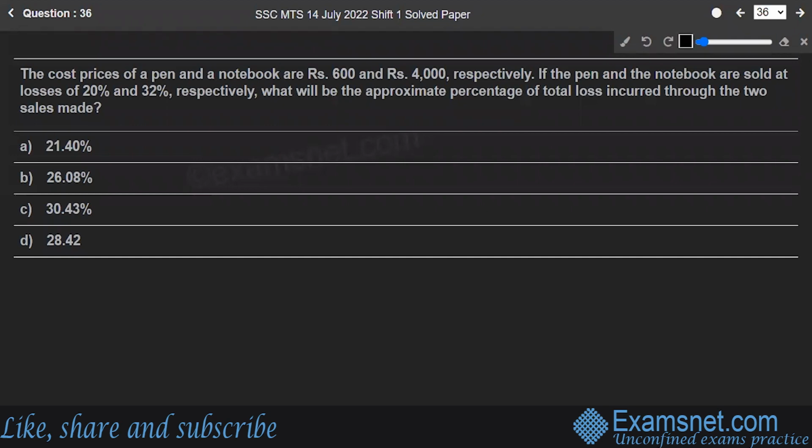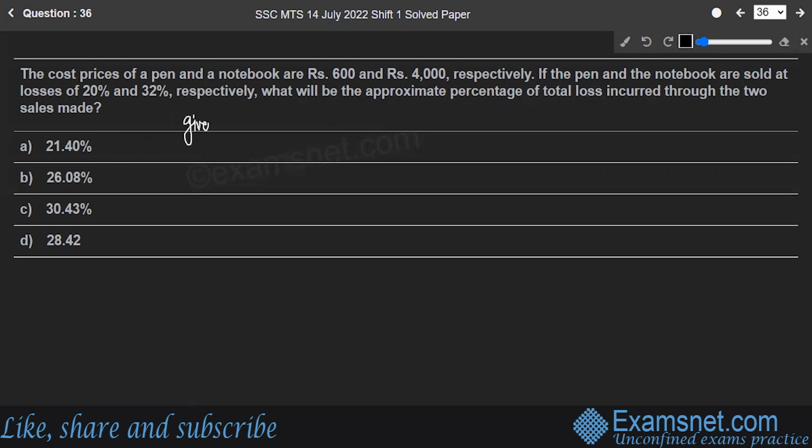Question number 36. Cost price of a pen and a notebook are rupees 600 and 4,000 respectively. If the pen and the notebook are sold at a loss of 20% and 32% respectively, what will be the approximate percentage of total loss incurred through the two sales made? So there are four options given. You have to find out the correct one, right?